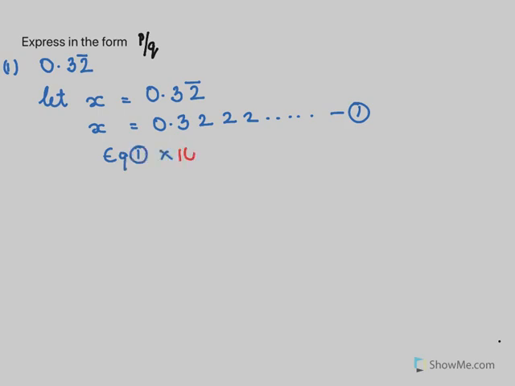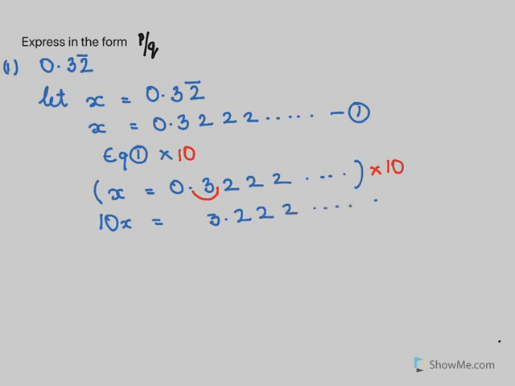10, and on multiplying equation 1 by 10 we get 0.3222, and we are now multiplying it by 10. So we'll get 10x equal to, since we multiply by 10, the decimal is going to shift here, and we will get now 3.222. This is my equation 2.